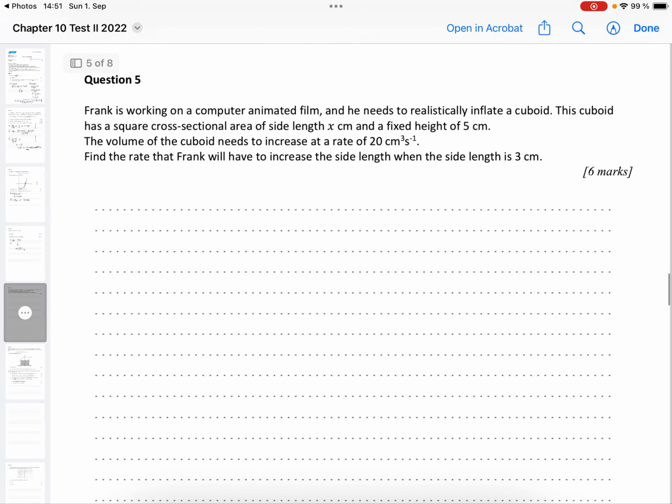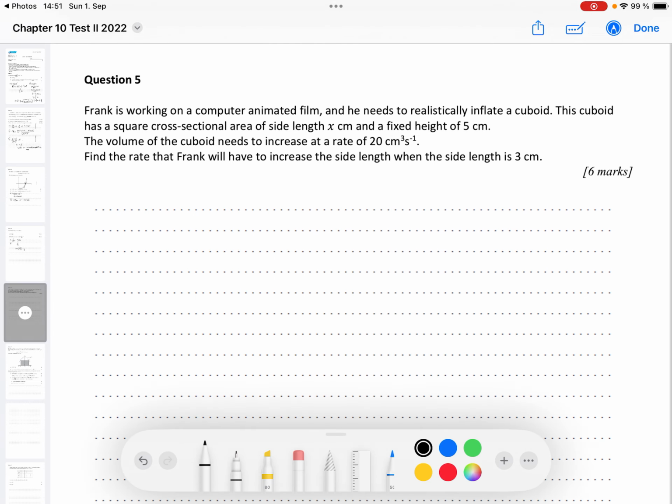So, question 5 says Frank is working on a computer animated film and he needs to realistically inflate a cuboid. This has a square cross-sectional area of side length x centimeters and a fixed height of 5 centimeters. The volume of the cuboid needs to increase at the rate of 20 centimeters cubed per second. Find the rate that Frank will have to increase the side length when the side length is 3 centimeters.